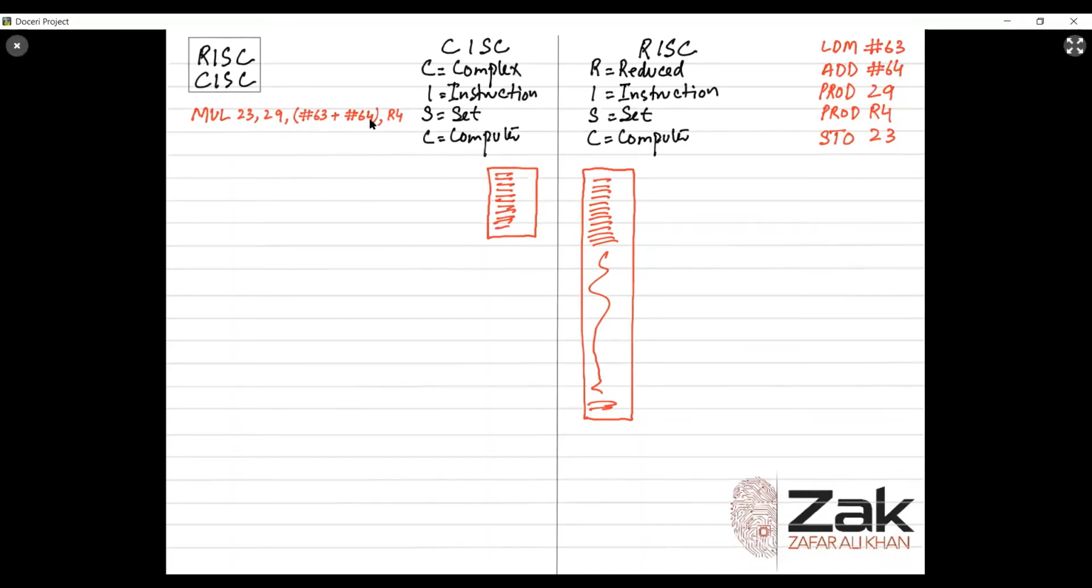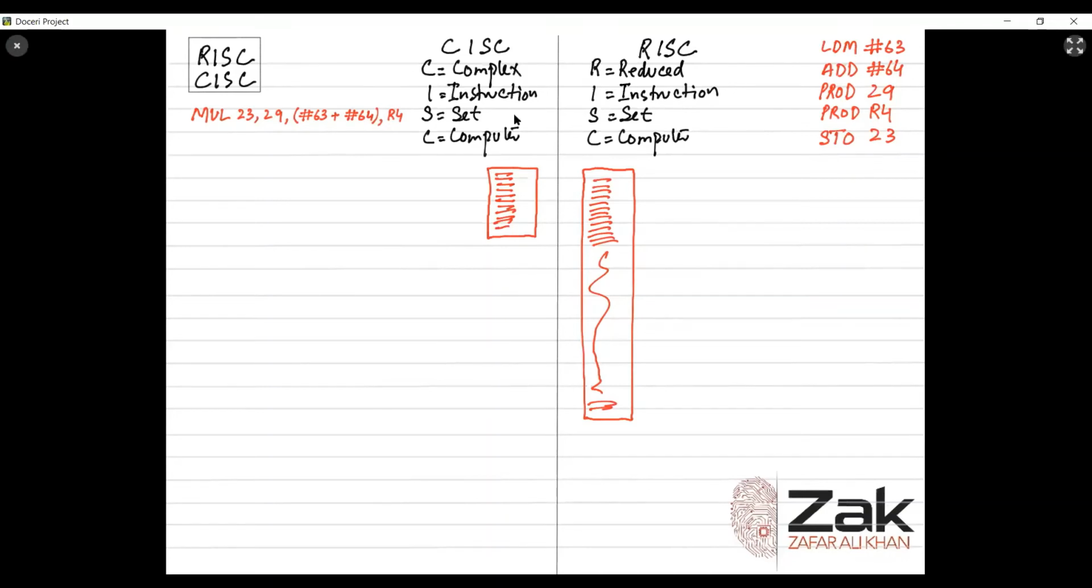Now you can see what will happen with this instruction. 63 and 64 will be added first, and then multiplied with 29. The result will be multiplied by the content of R4, and the whole thing is then saved to the 23rd location, address 23 in memory. So how many instructions are there? One. But that one instruction is complex. Why is it complex? Because now the programmer is expecting the processor to do the rest.